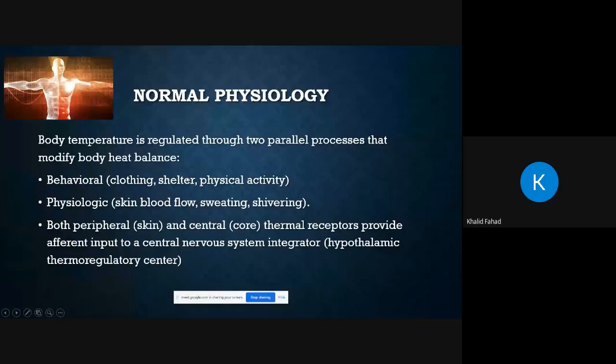Similarly, during fever, the body will produce skin dilatation, increased skin blood flow in the capillaries of the skin, and it will promote sweating, and thus it will keep the temperature from rising beyond a certain limit. Is that clear till now, students? How does the body regulate the body temperature?